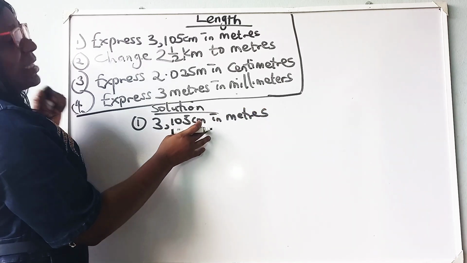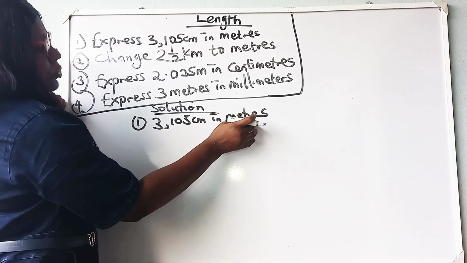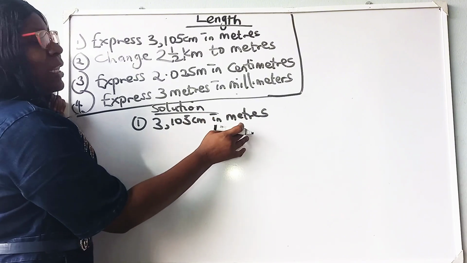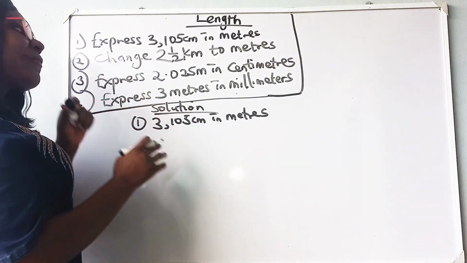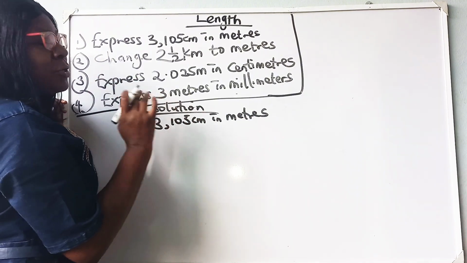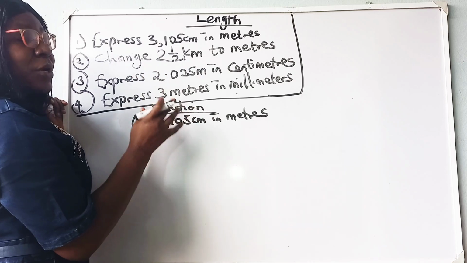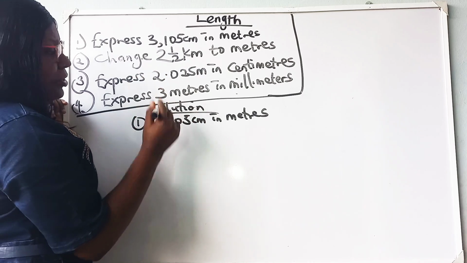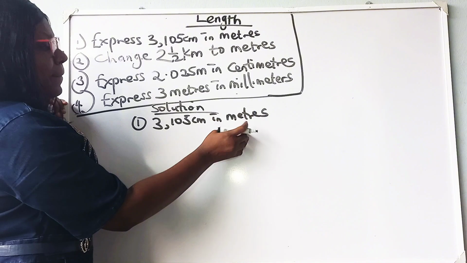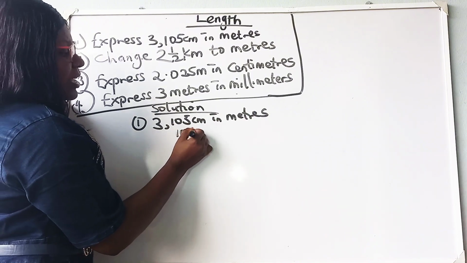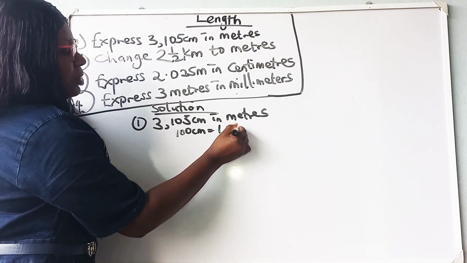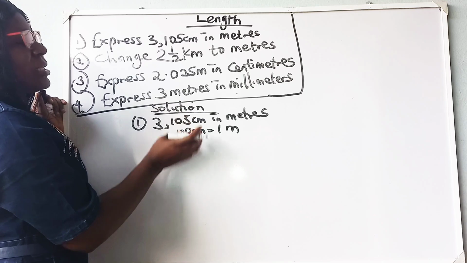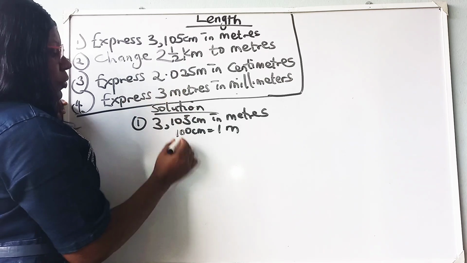Okay, now centimeter is smaller than meter. So since centimeter is smaller, like I said earlier, when you're converting from a smaller unit to a bigger unit, you're going to what? Divide. So which means we're going to divide in this aspect. But then we're going to ask ourselves, how many centimeters make 1 meter? And we say it's 100 centimeters equals 1 meter. So with this now, we're going to use it to solve for this.